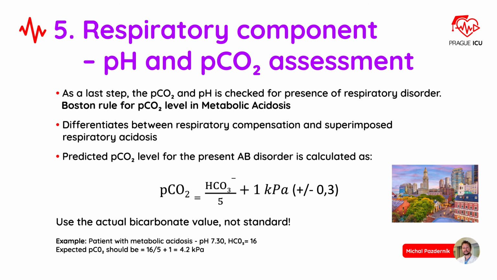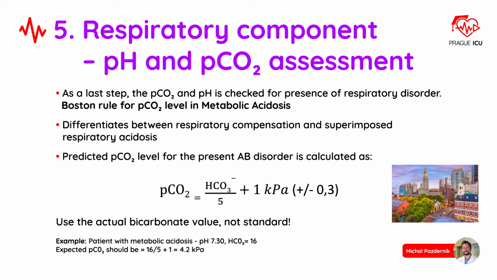As the last step, the PCO2 and pH is checked for presence of respiratory disorder. Boston rule for PCO2 level in metabolic acidosis differentiates between respiratory compensation and superimposed respiratory acidosis. Predicted PCO2 level for the present AB disorder is calculated as level of bicarbonate divided by 5 plus 1 kilopascal, plus minus 0.3. Use the actual bicarbonate value, not the standard one.